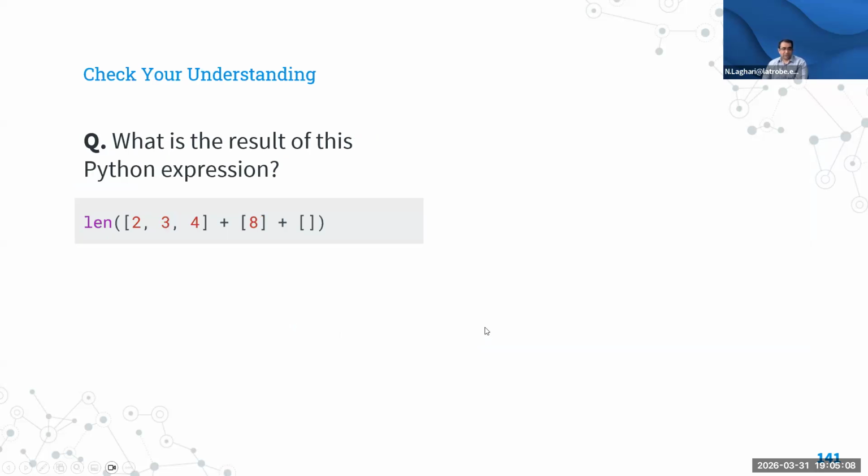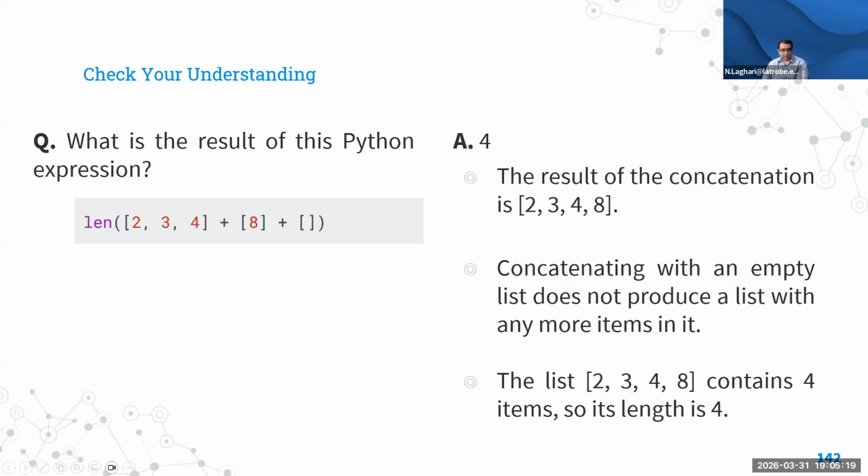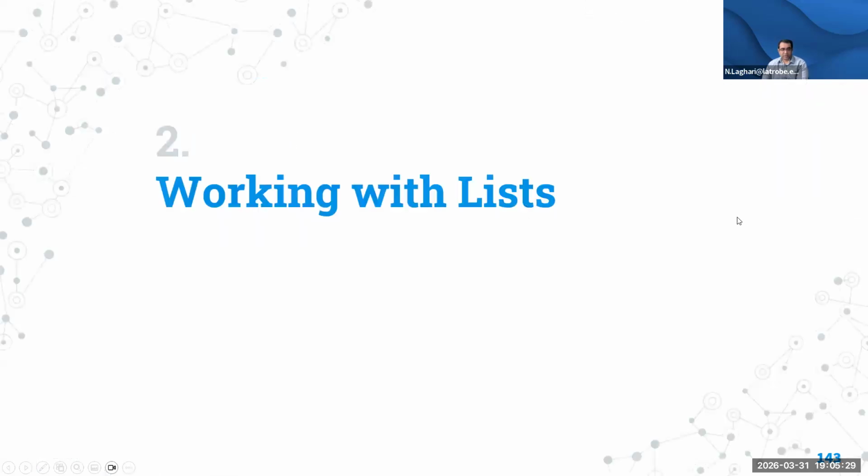And what is the result of this Python expression? List 2, 3, 4 plus empty list. So it should be 2, 3, 4, because an empty list is being added, but it has no significant effect, being added to the end of the list.